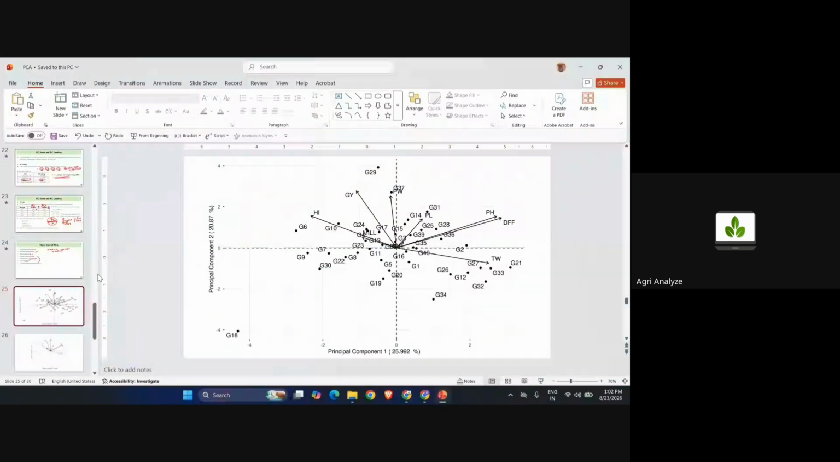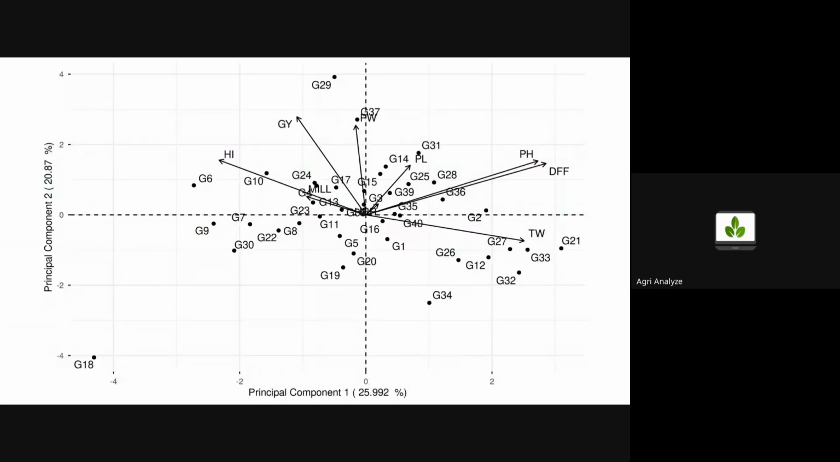Now this is the output from your zip folder. The first one is the biplot of principal component 1 and principal component 2. Here the vertical line shows principal component 2 and the horizontal line shows principal component 1. Here this shows PC1 and this shows PC2. So this is the biplot for characters and also genotypes.